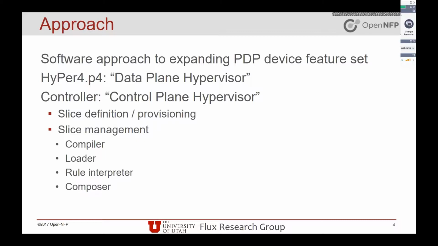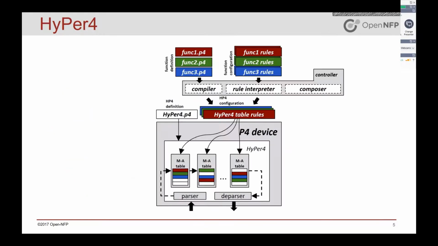The loader will take that compiled output and push that into the Hyper-4 instance. Rule interpretation is important because we want to write rules for the network functions that we wrote in P4, but those have to be interpreted now so that they make sense to Hyper-4 according to Hyper-4's tables, which we'll explain more about in following slides. And finally, composition. Again, how do we combine various network functions together to provide some kind of a service chain to implement a complex policy on any particular packet passing through our device.